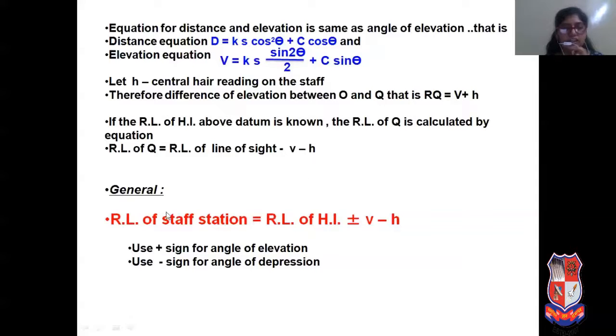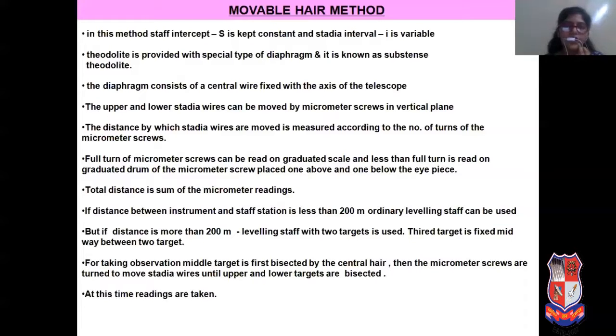So we can say that the RL of the staff station, in either elevation or depression, we can write as RL = HI ± V − h, where the positive sign is used when the angle is an angle of elevation and the negative sign is used for the angle of depression. Now moving on to the movable hair method.